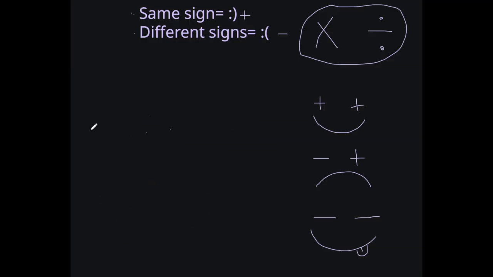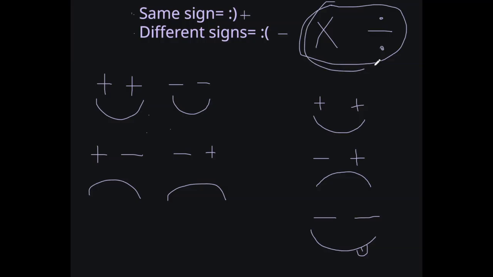So what I hope you've taken from this is if they have the same sign, they are happy. And if they have different signs, they are sad because they just want to have matching eyes. I hope this was helpful. Remember, this only works for multiplication and division. We will talk about how to solve for negative and positive numbers in addition and subtraction in a separate video.